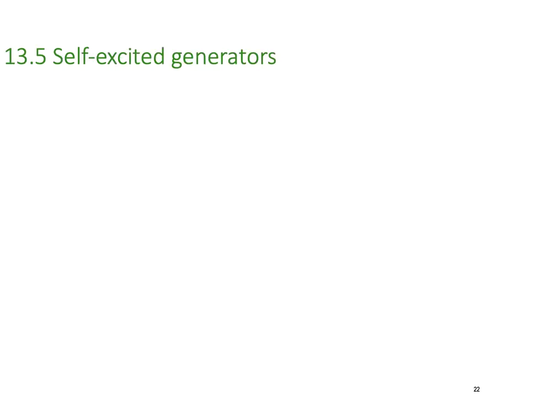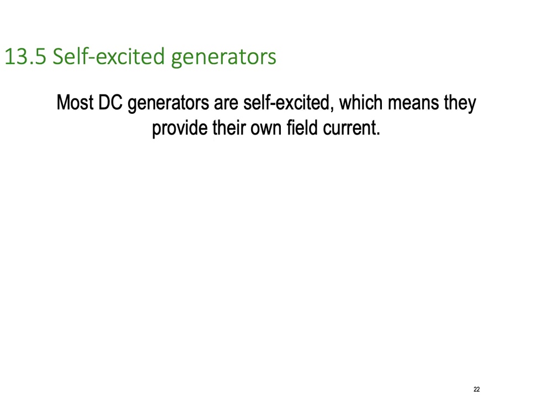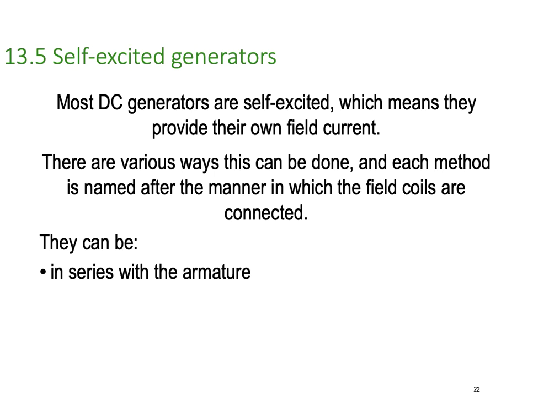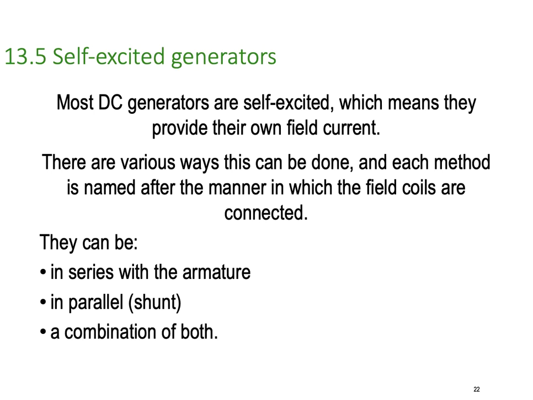So what about self-excited generators? That was an externally excited generator. Most DC generators are self-excited. Only the really big ones are externally excited. Self-excited means they provide their own field current. There are various ways that this can be done, and each method is named after the manner in which the coils are connected. So they can be in series with the armature. They can be in parallel with the armature, called shunt, or a combination of both. So there's three types. There's a series generator, a parallel generator, and a combination generator, which they call a compound generator. So combined is called compound.